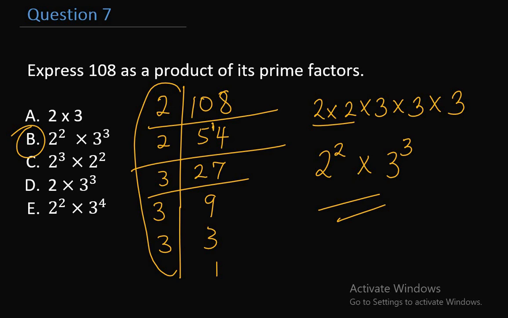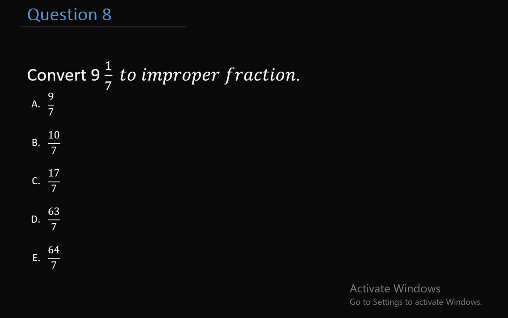Okay, now the next is question 8. This question says, convert 9 whole number 1 over 7 to improper fraction. To do that, we use the denominator to multiply the whole number and we add 1 to it. 7 times 9 is 63 plus the 1 numerator, that's 64. 64 over 7 is the answer, which is option E.